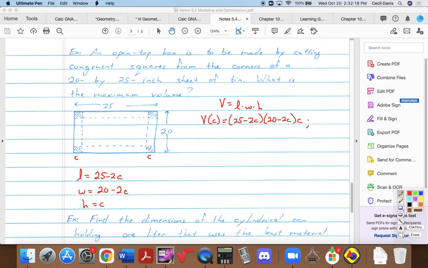And what are our restrictions on this? Well, it's got to be greater than 0 or we're not going to have a box, right? Less than 20. Or no, less than 10. And I guess let's make that an open interval, because if you don't cut any, you don't get a box. Cut all of it, and you have a sheet.